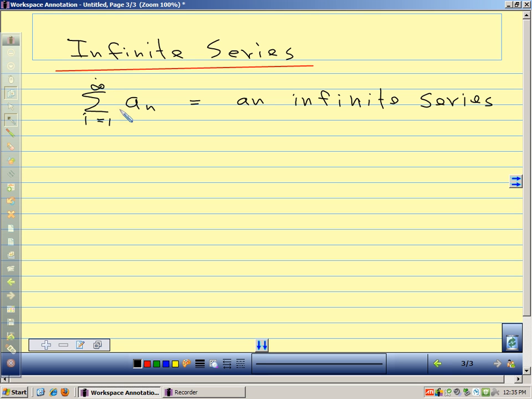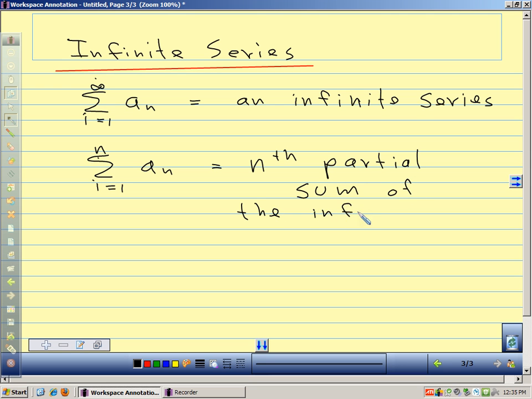If we have an infinite series and we only want to add a certain number of terms, we call the summation from i equals 1 to n of a sub n the nth partial sum. So if we have an infinite series and we're only looking at a certain number of the terms, we call that a partial sum because we're only adding up part of it.